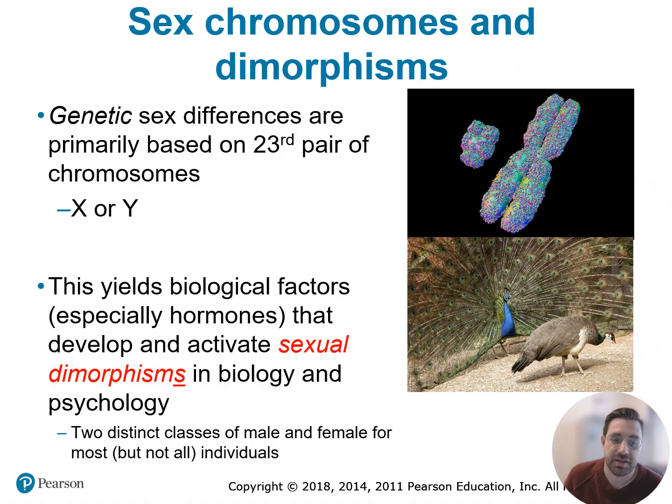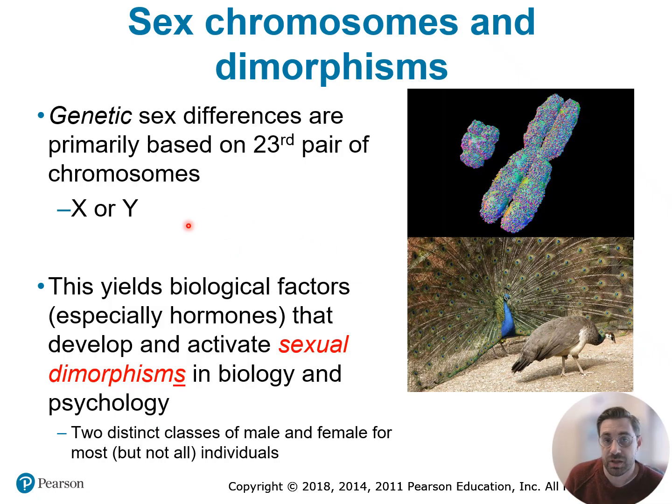Now, sexual dimorphism is a technical term that essentially just means that there's two classes of male and female that mostly account for individuals within a species. And then there's variation within and across those. So if we look at peacocks, for example, this is a sexual dimorphism for them, where the male peacock develops this beautiful plumage, and the female peahen doesn't. Right, so it's a sexual difference in biological characteristics that develops primarily, at least, based on the sex chromosomes, X and Y.